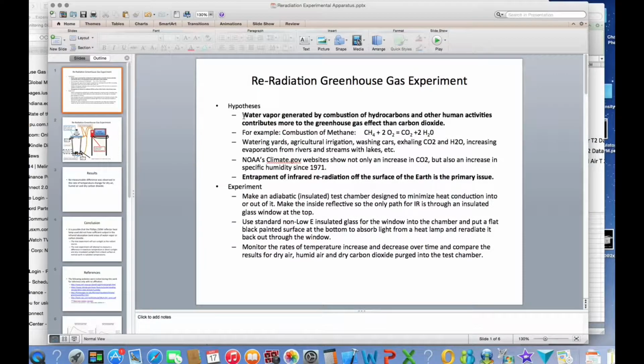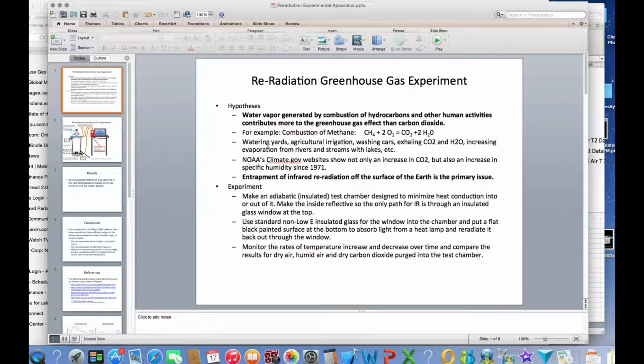One of them is that water vapor generated by the combustion of hydrocarbons and other human activities contributes more to the greenhouse gas effect than carbon dioxide. For example, the combustion of methane, which is really a pretty green fossil fuel, has a pretty high hydrogen to carbon ratio compared to most fossil fuels. You end up with carbon dioxide and water vapor when it combusts completely.